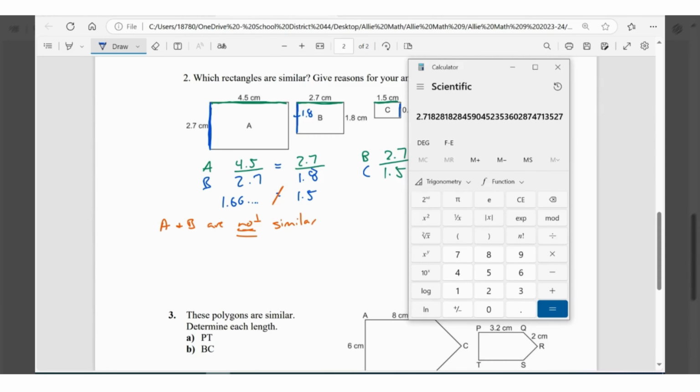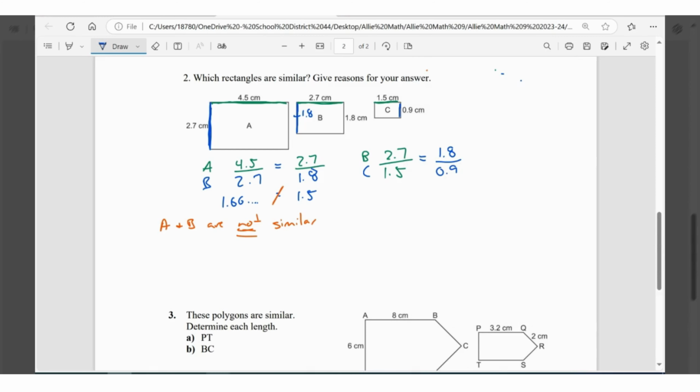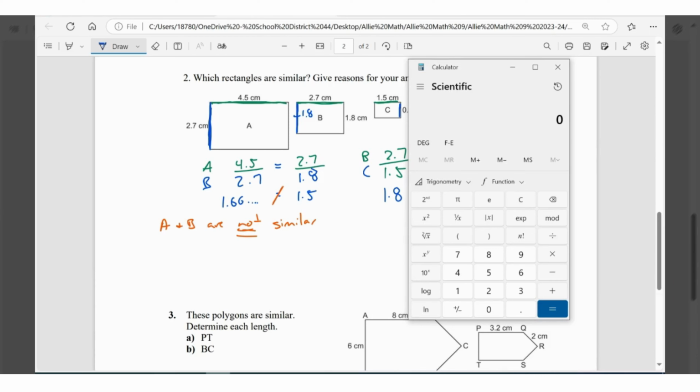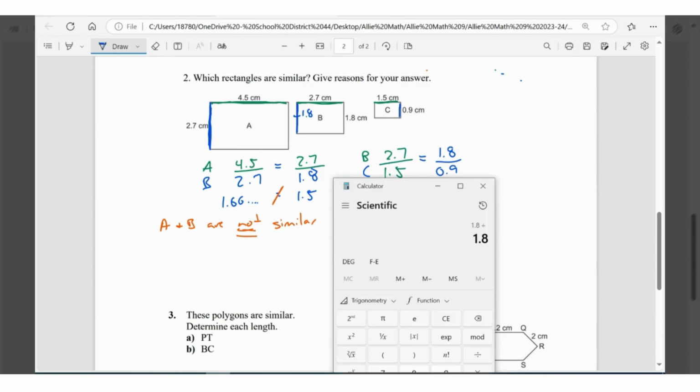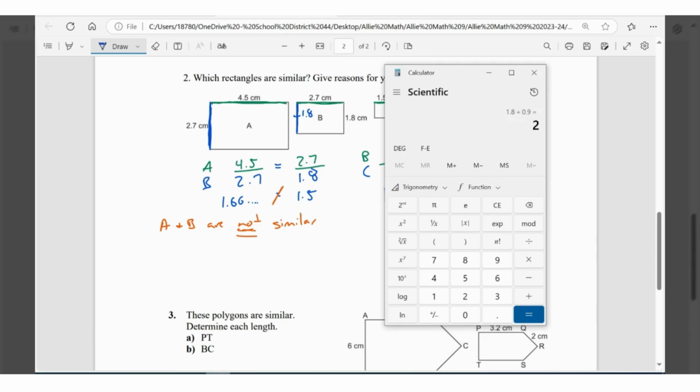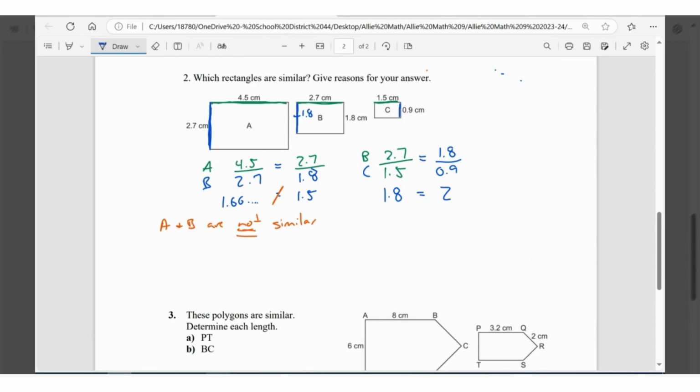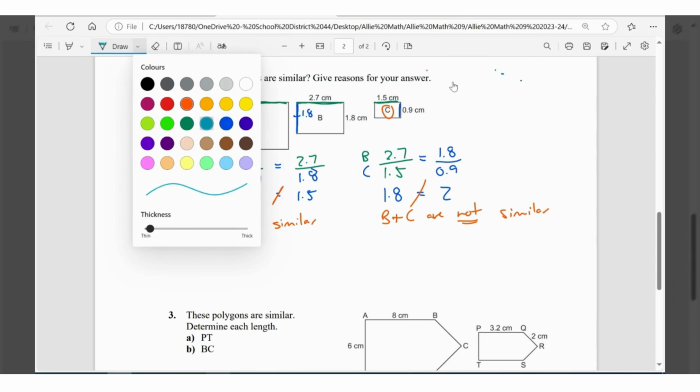Let's check it out. We have 2.7 divided by 1.5, equals, what are we doing? 1.8 divided by 0.9, 2. They are not equal. So B and C are not similar. But let's check on A and C. So let's see about that.